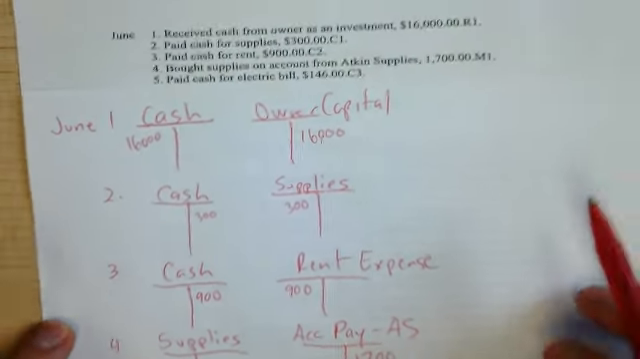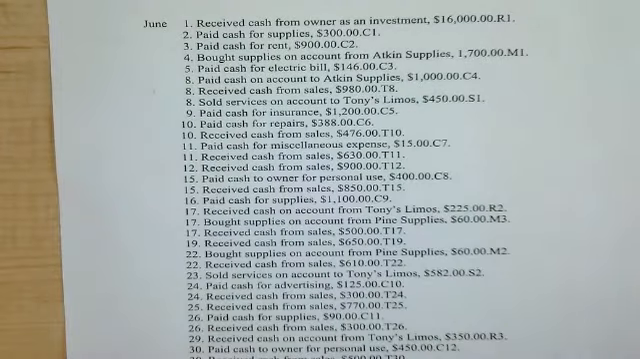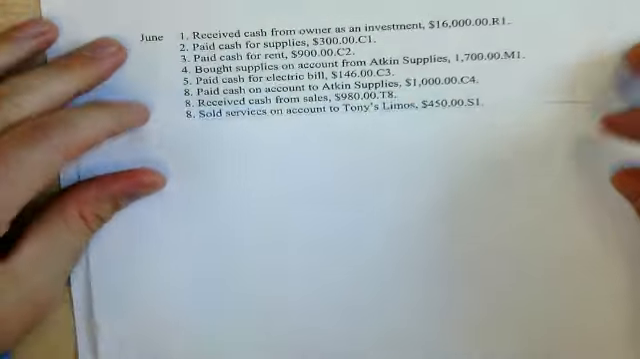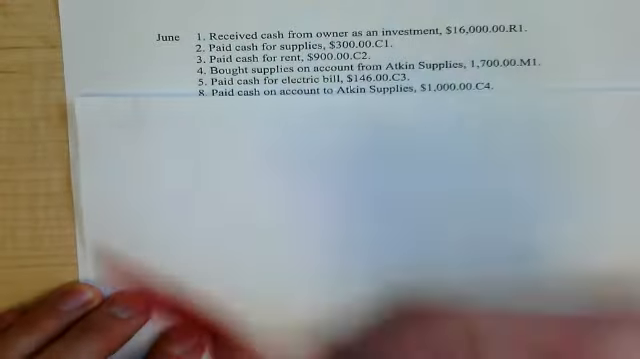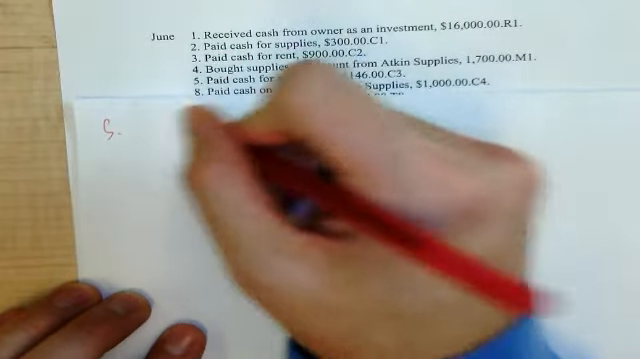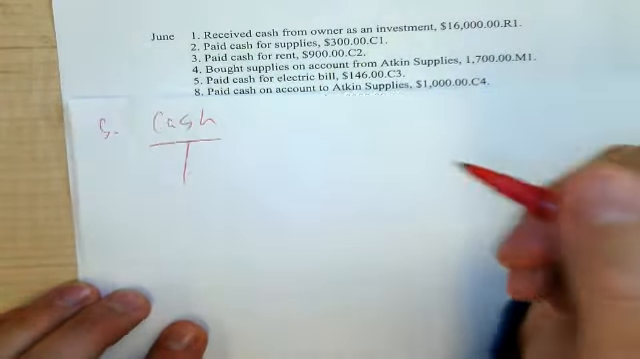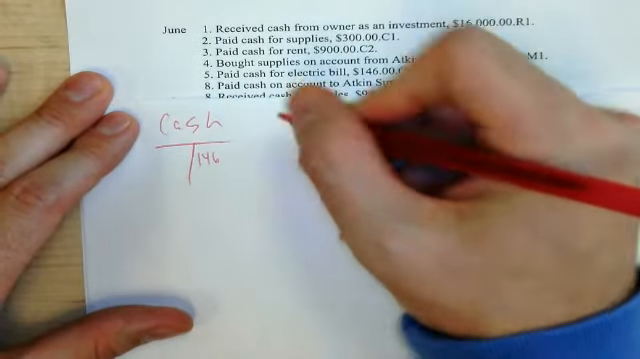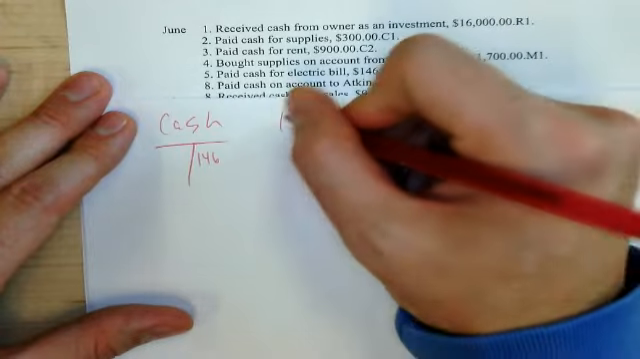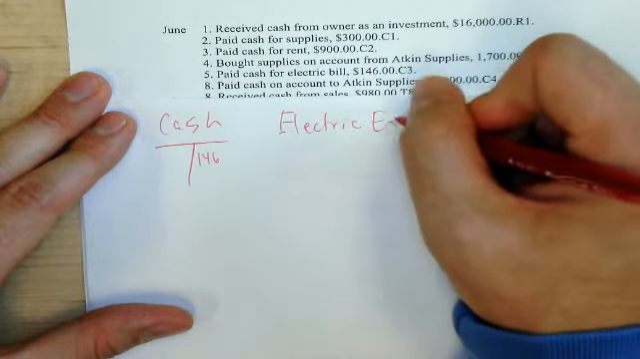Speaking of a bill, the next one says paid cash for electric bill 146. So on the 5th, paid cash for electric bill. Walk me through it, please. Lauren. It's going to go down on the credit side under cash. Good. And then expense is going to go down on the debit side. It's 146. Awesome. So 146 credit to cash and 146 debit to electric expense.